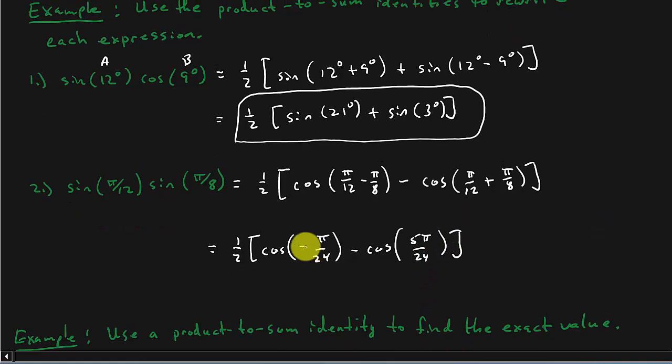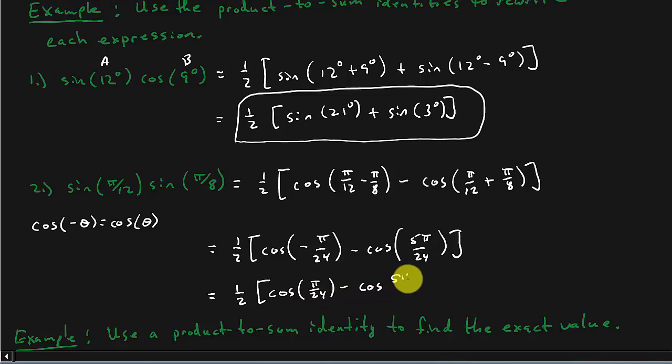And then notice here how we got the negative in here. So let's write that as 1/2, and we're going to use our negative angle identity. Remember, you have a negative angle identity that says cosine of negative theta is equal to cosine theta. So we're going to rewrite this as cosine of pi over 24 minus cosine of 5 pi over 24.